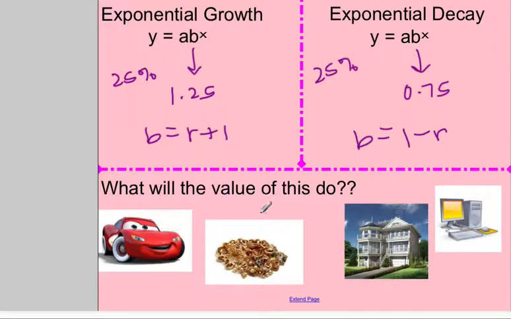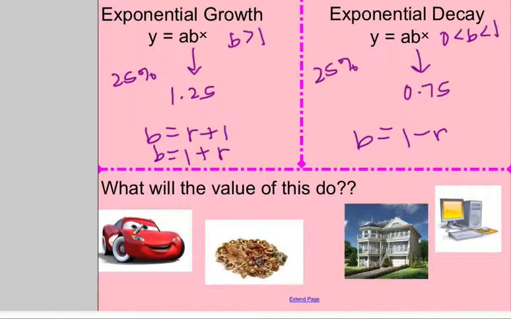Okay. So what will happen to each one of these? Well, one second, I want to add to this up here for my growth. The other thing for growth, remember, is that your b value has to be greater than 1, and then for decay, your b has to be in between 0 and 1. All right, and you could also think about this as 1 plus your rate either way. That's the same. Okay, so what will happen to the following of these?